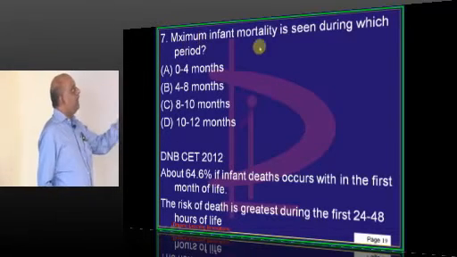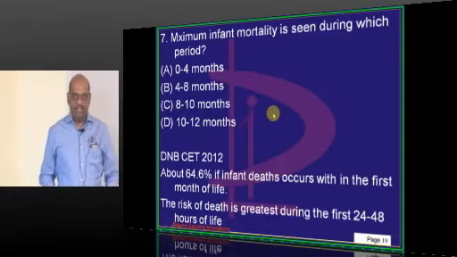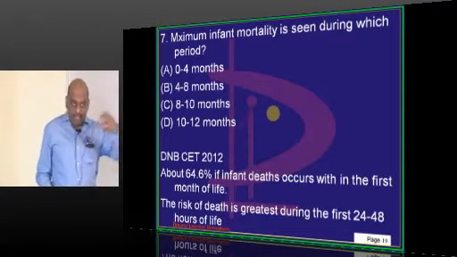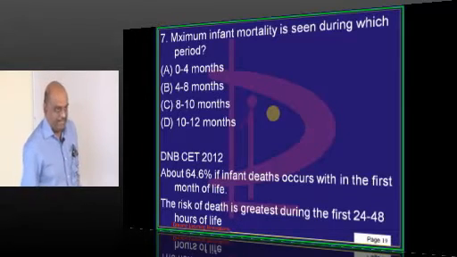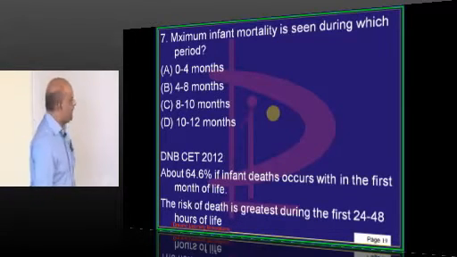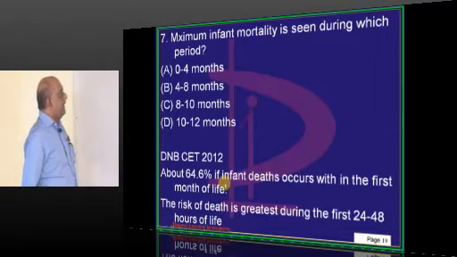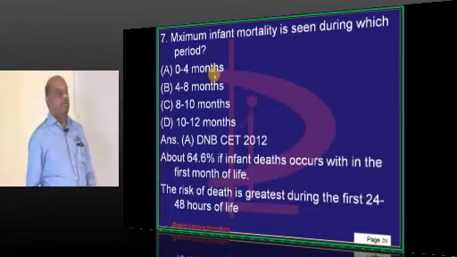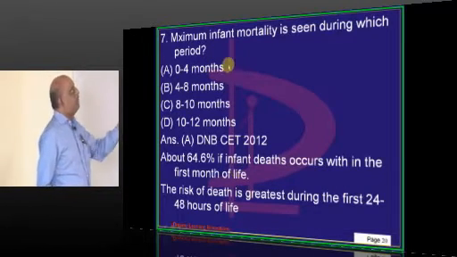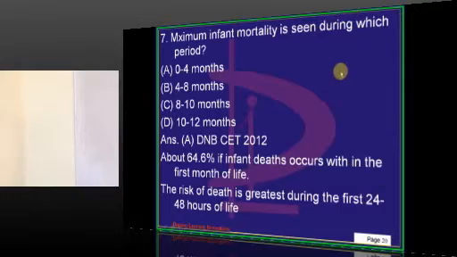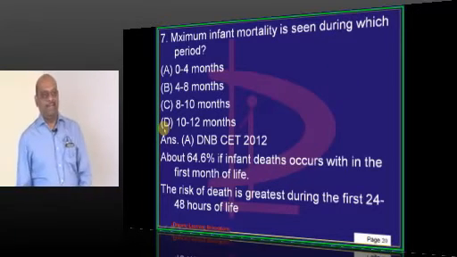Now, whenever you say infant, he is up to 1 year. Within that 1 year, what is the most vulnerable period where highest amount of mortality is possible? Is the question. So, about 64.6% of infant deaths, they all occur in the first month of the life. So, that is the reason 0 to 4 months, mother will not have sleep. She is new to the baby, baby is new to her.